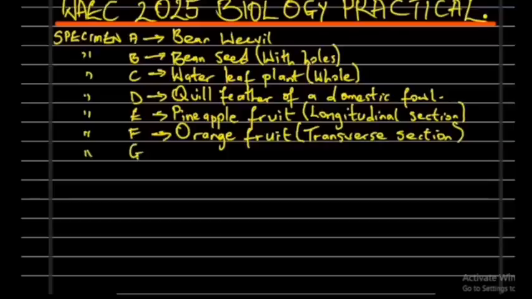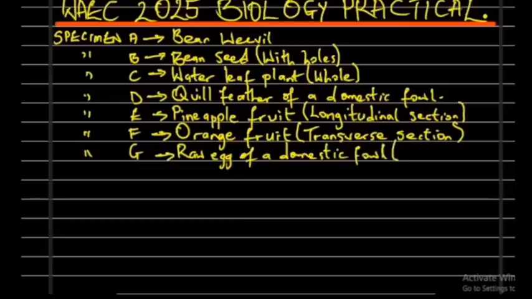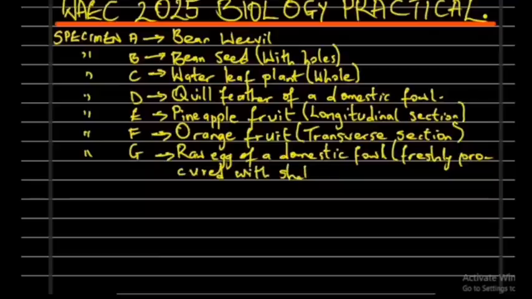And for our specimen G now, what we have is raw egg of a domestic fowl, that has been freshly procured, with shell intact. That is our specimen G.